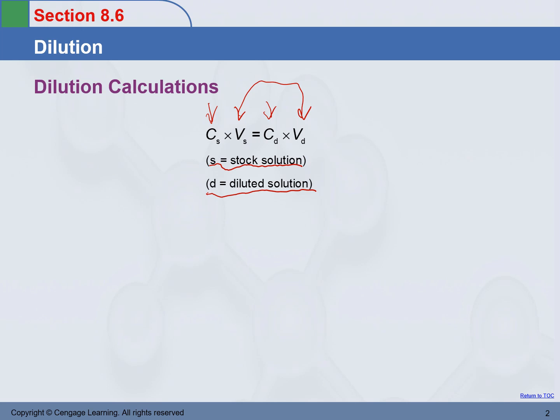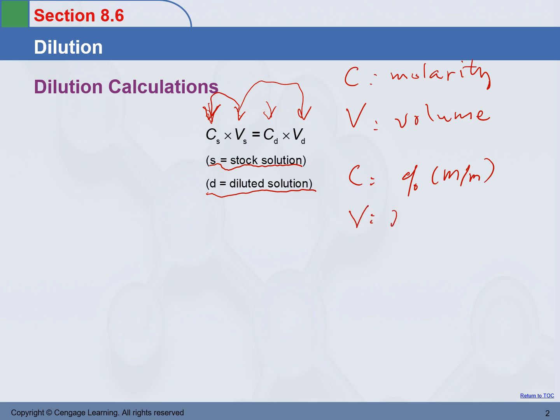When we see capital letter V, very likely we will say, oh, that's the volume. Well, it could be the volume, but it doesn't have to be. Whether it's volume or something else is decided by what kind of concentration you're talking about. If C is molarity, if the concentration is expressed in molarity, then V is volume. If C is percent by mass, then V must be the mass of solution.